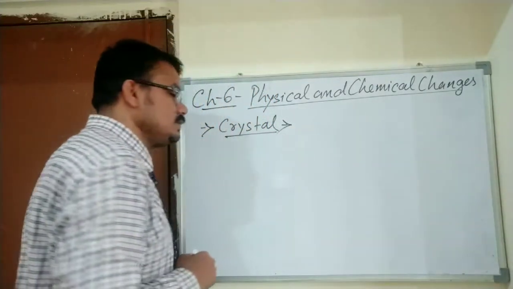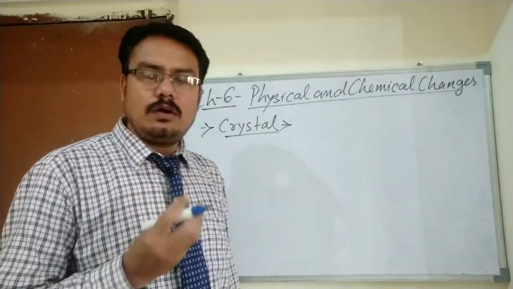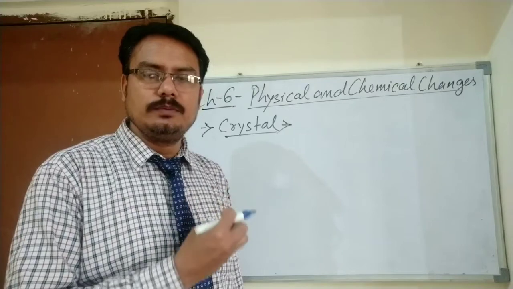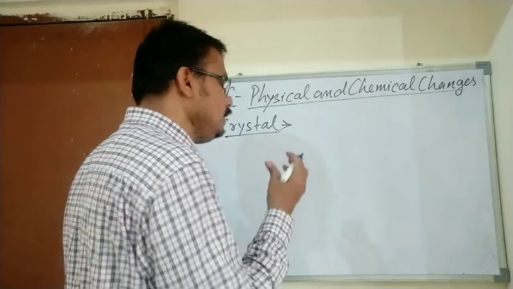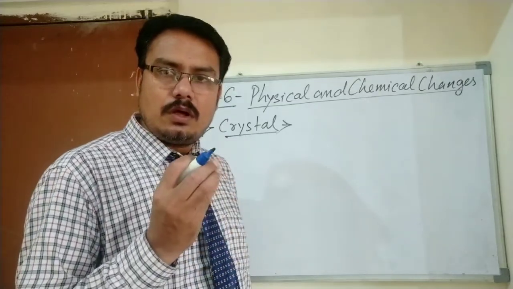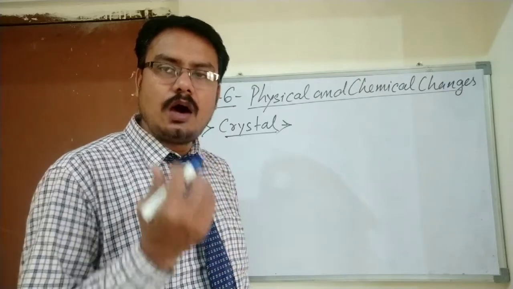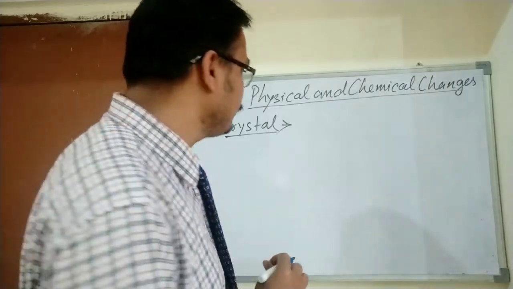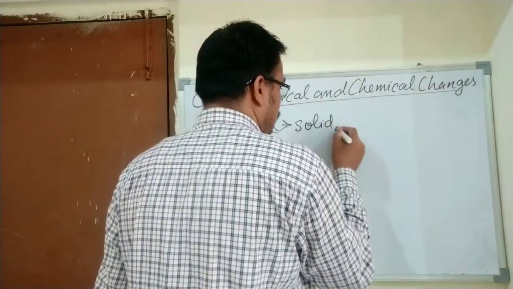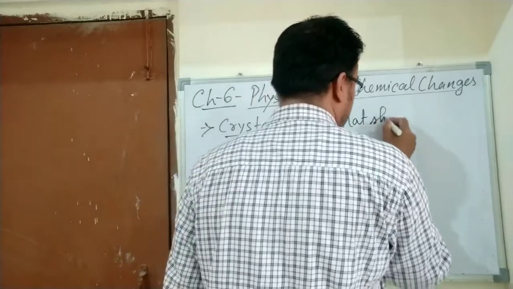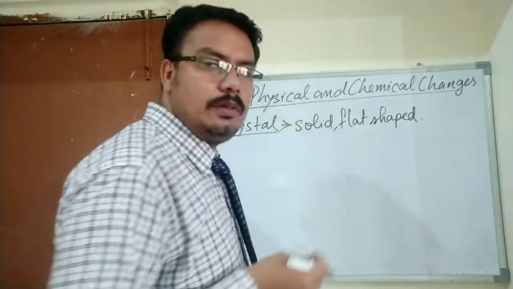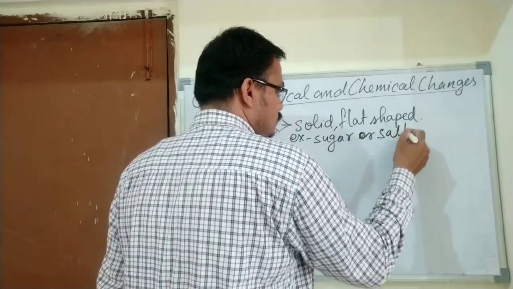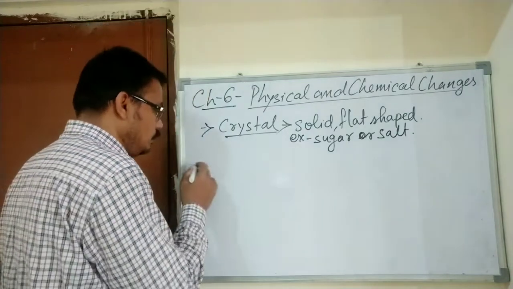First, let me tell you what a crystal is. Any solid, flat-shaped substance or object which is taken out from a concentrated solution is called a crystal. For example, sugar or salt.